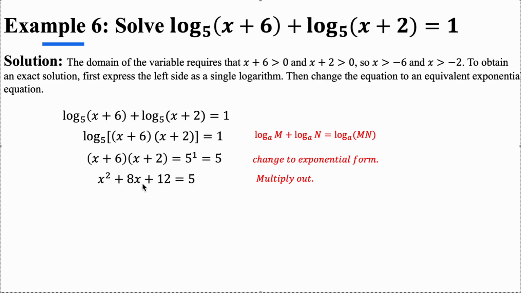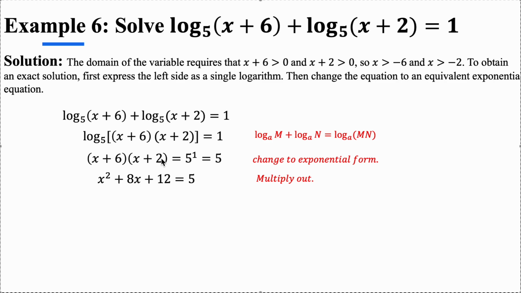Well, this right here is what you get when you FOIL this, right? x times x is x squared. 6 times 2 is 12. And then you have x times 2 is 2x, and 6 times x is 6x. And if you combine those two, you get the 8x. So the only way to see this is if you FOIL this.